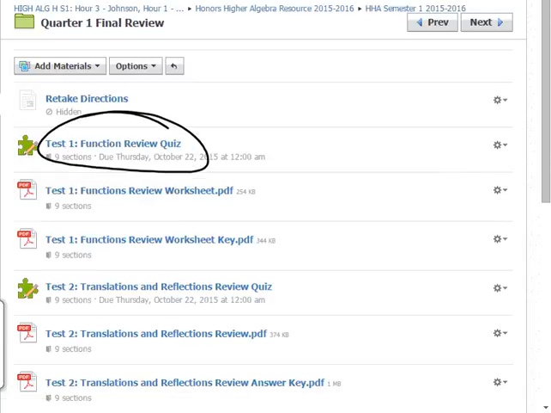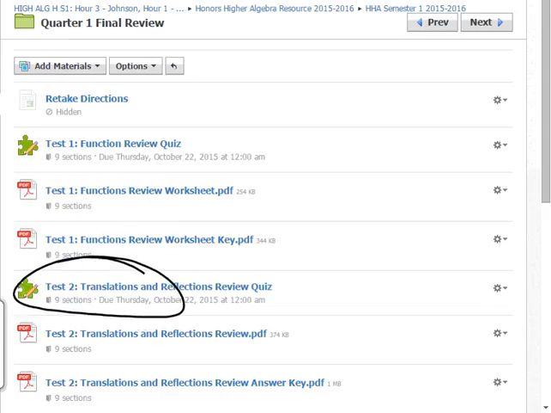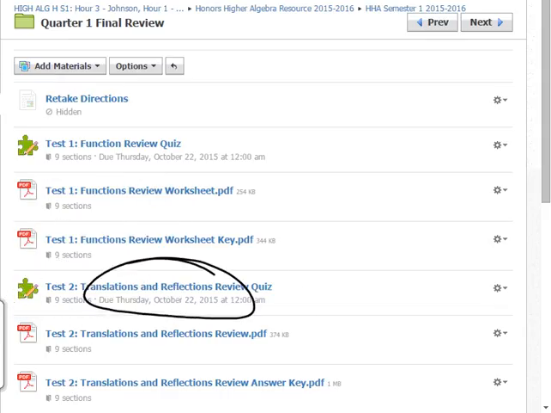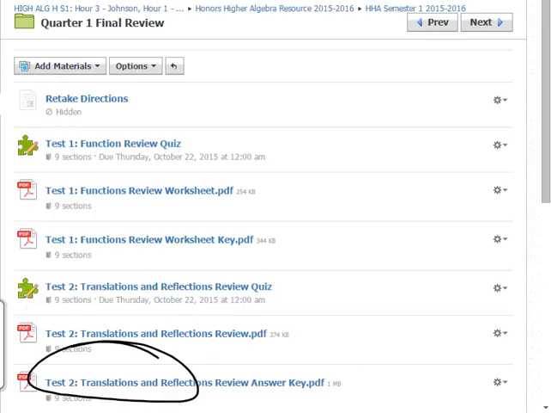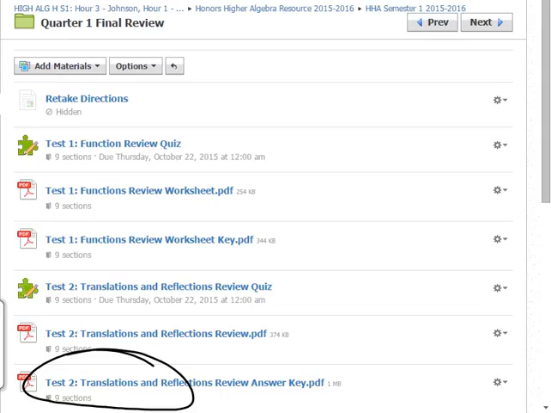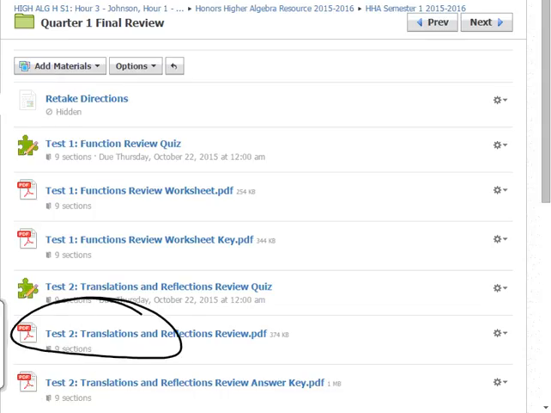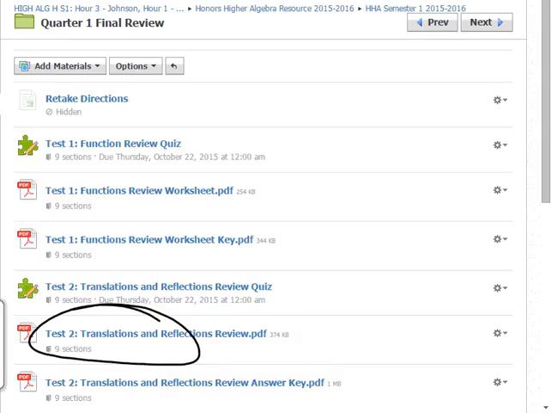We already did this last night. And now your choice is either this one, Test 2, Translations and Reflections Review Quiz, or you can do this worksheet which has an answer key. That is one of the benefits of doing it on a worksheet: you get to look at the answers and see what you're doing right or wrong. And on this, you may just do even letters. So again, problem 1, you're going to have to do parts B, D, F. Problem 2, you'll have to do parts B, D, and F.